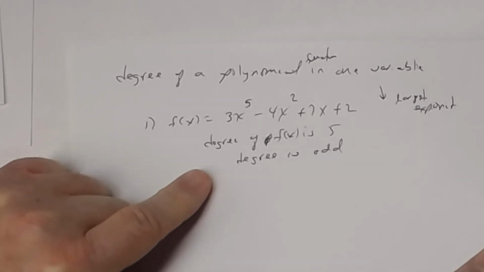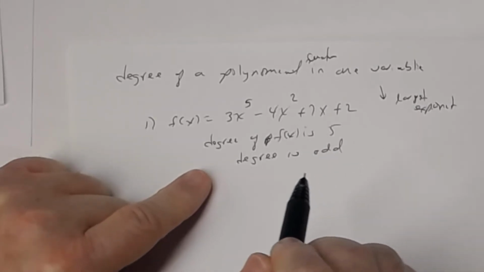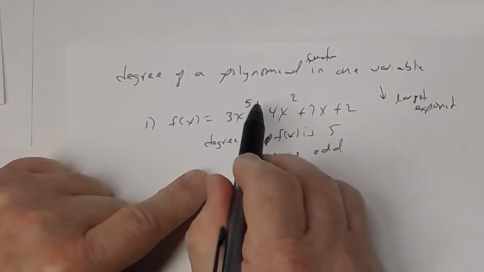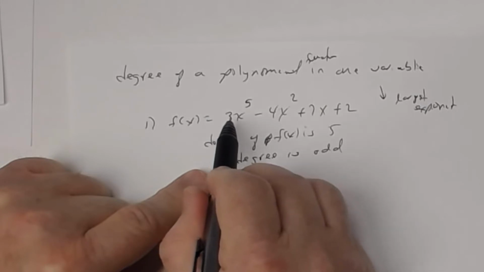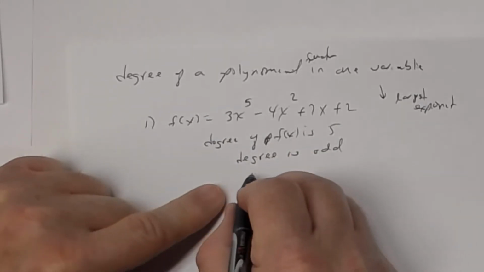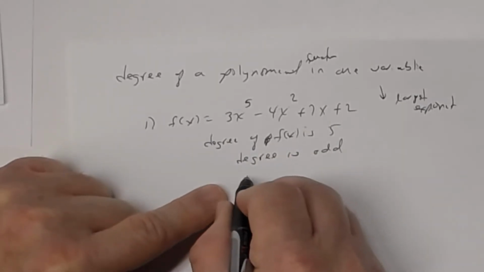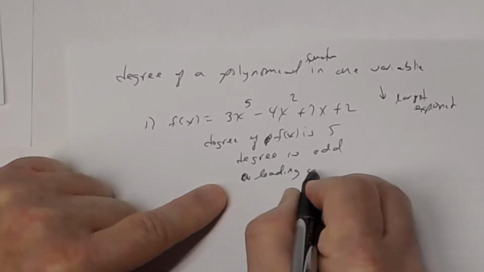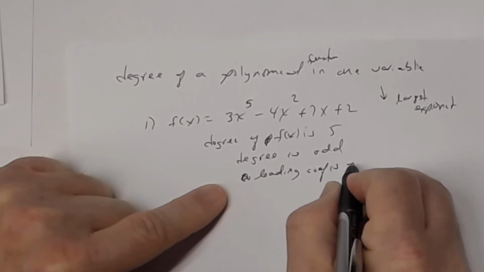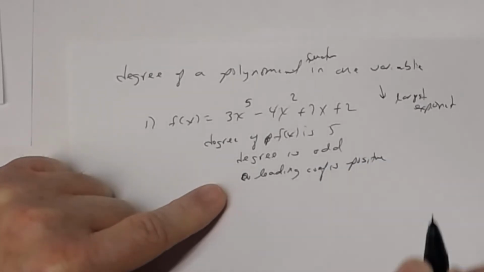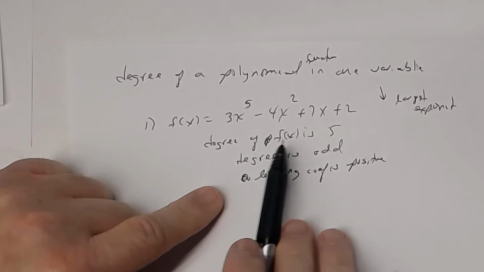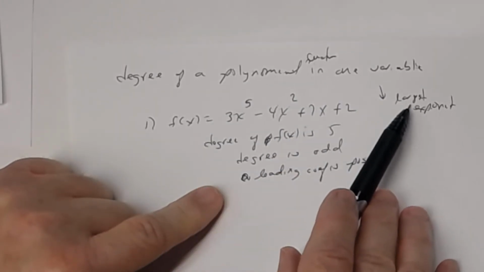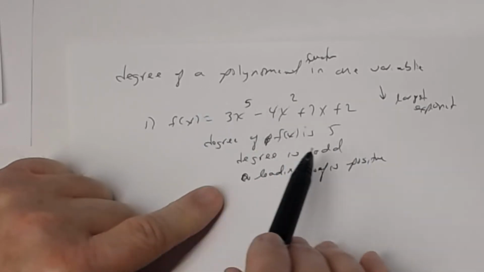Now, I also want you to tell me about the coefficient of that largest degree term. Here's my largest degree term right here. The coefficient is positive 3. So when you say the degree is odd, I want you to tell me the leading coefficient is positive. Okay. All right, so that's what we mean by the degree of a polynomial in one variable. The degree is the largest exponent.